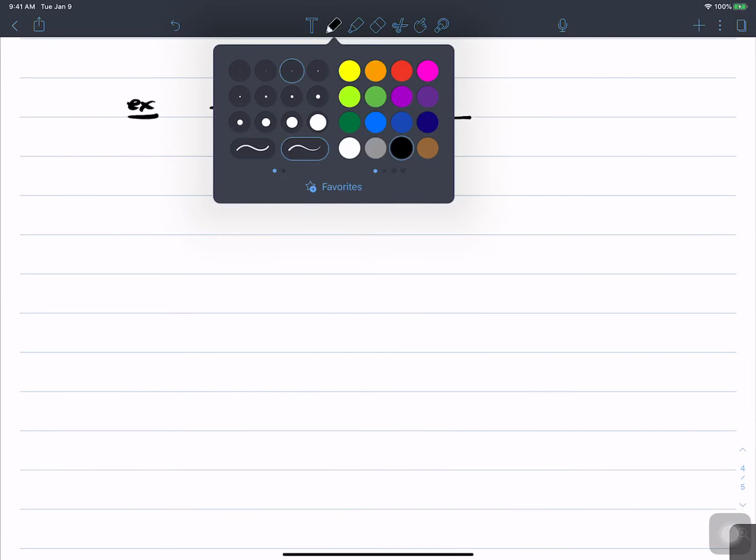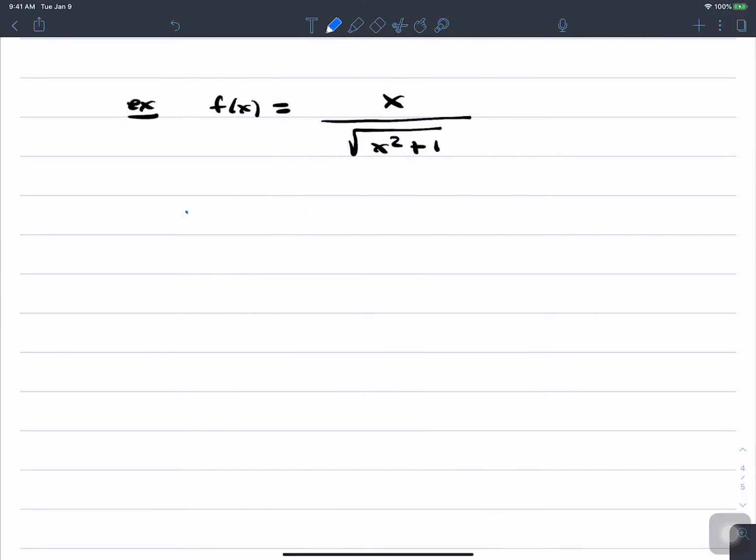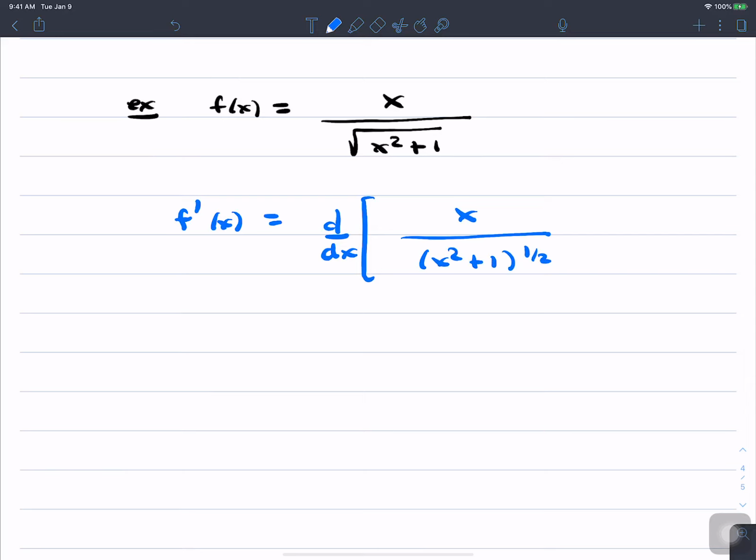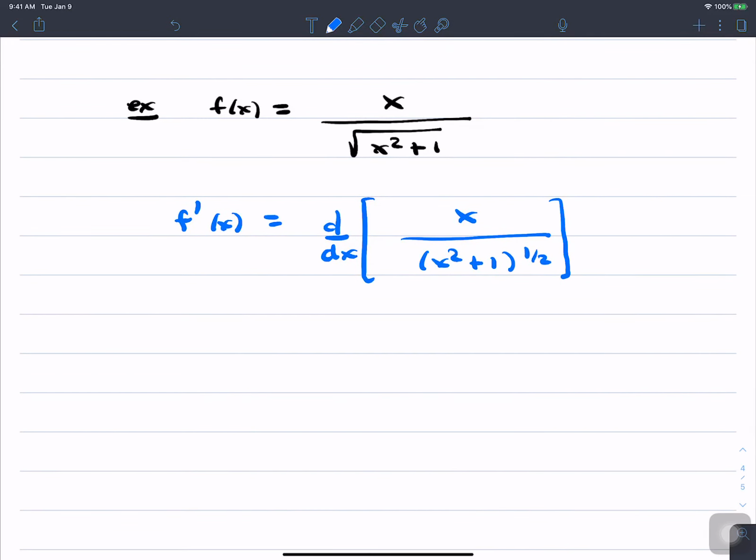All right, let's find some more derivatives here. So f prime x will be, I'm going to differentiate here, x over (x squared plus 1) to the 1/2 power. Now you look at this and you say, I guess we're going to have to use quotient rule. So QR, quotient rule.